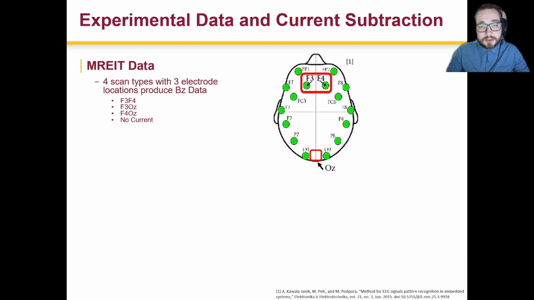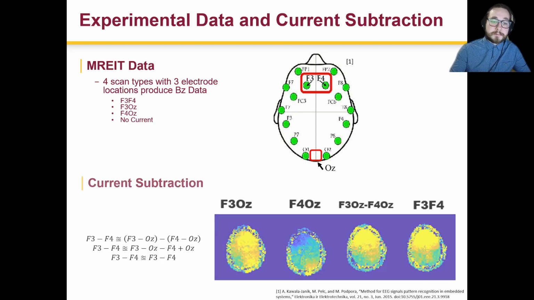Now, the data I was working with was previously collected by Dr. Rosalind Sadlier's research group, and there were 4 scan types with 3 electrode locations on the scalp, the F3, F4, and OZ locations, with current being passed between them. There was also a scan in which no current was passed as a control scan.